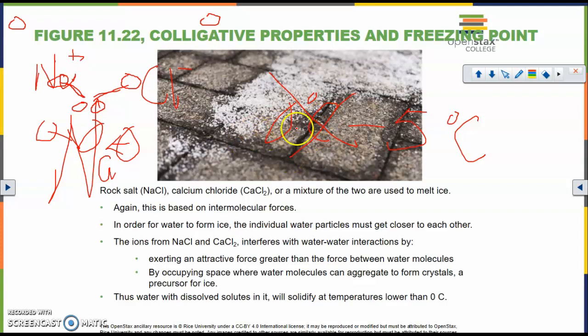So that is actually one of the reasons why we throw salt on our driveways and our streets during the winter time. And actually that's not a very healthy thing for the environment, by the way, but that's a different thing for a different time.